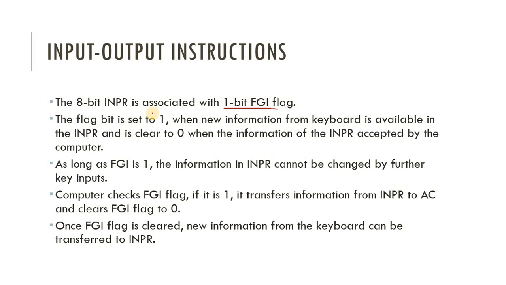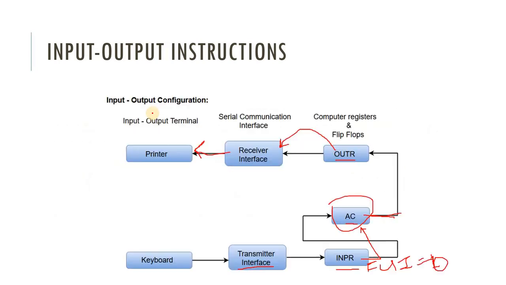As long as FGI is 1, the information in the INPR cannot be changed by further key inputs. The computer checks the FGI flag. If it is 1, then it transfers the information from the input register to the accumulator and then clears the flag to 0. So when the flag value is equal to 1, it means there is some information stored in the input register. The data of the input register will be transferred to the accumulator, and after that we change the value of the FGI flag to 0.